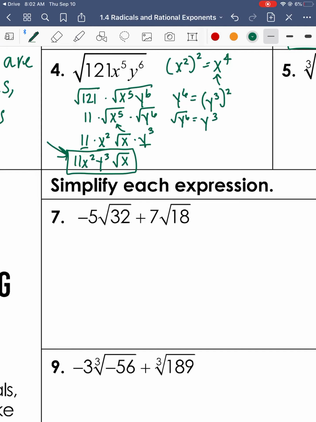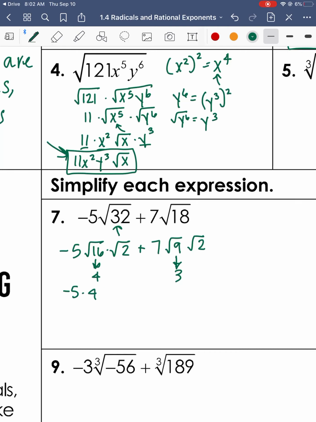Okay, let's simplify first. These are square roots. 32 is 16 times 2. 16 is the square root. So we can say -5 times the square root of 16 times the square root of 2, which can be simplified. And 18 has a factor of 9, which we can pull out. So we'll say 7 square root of 9 times the square root of 2. Simplifying this becomes 4, and this becomes 3.